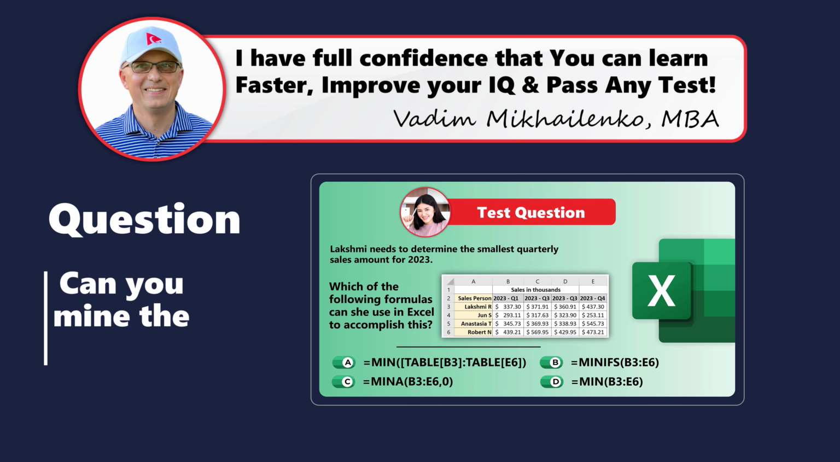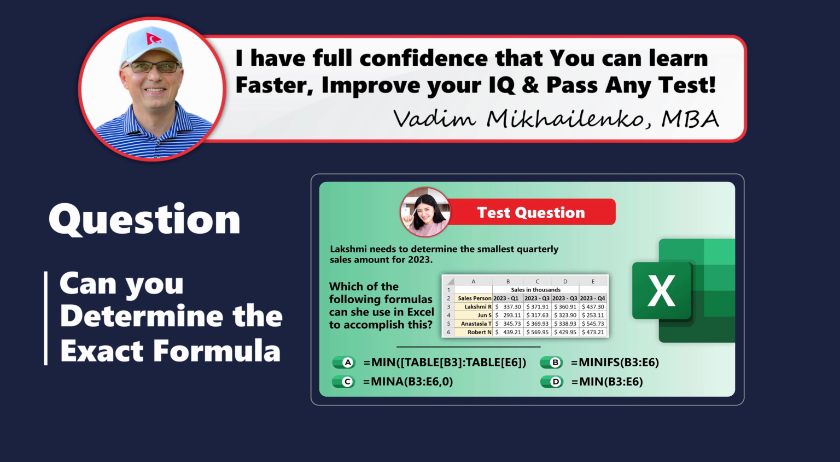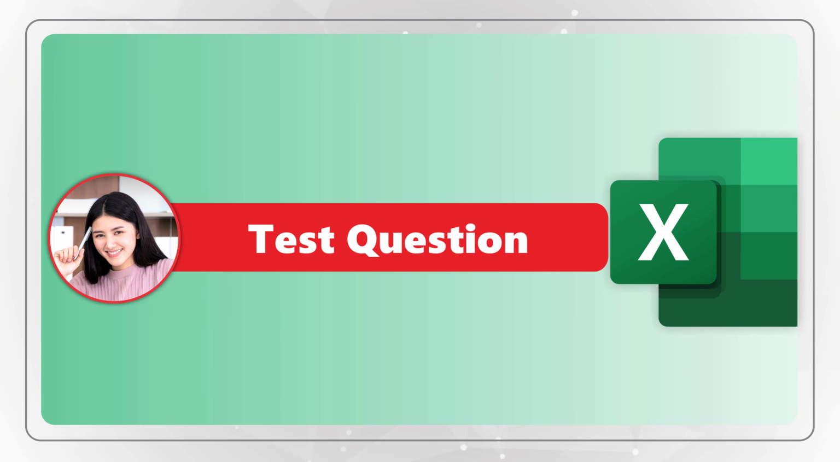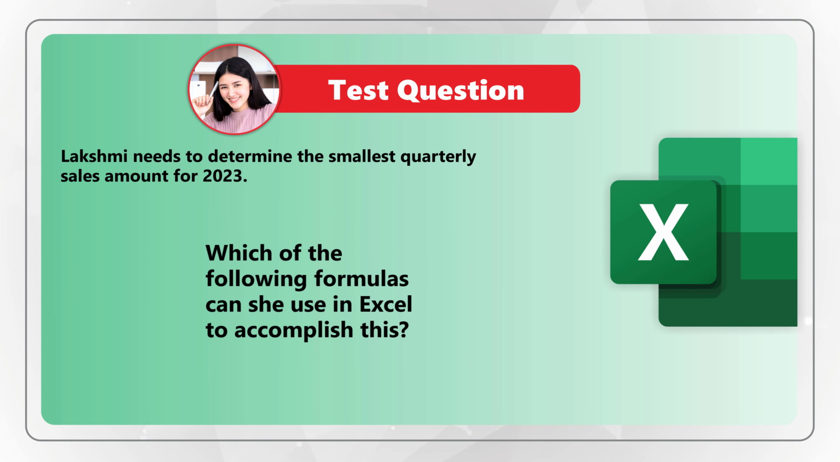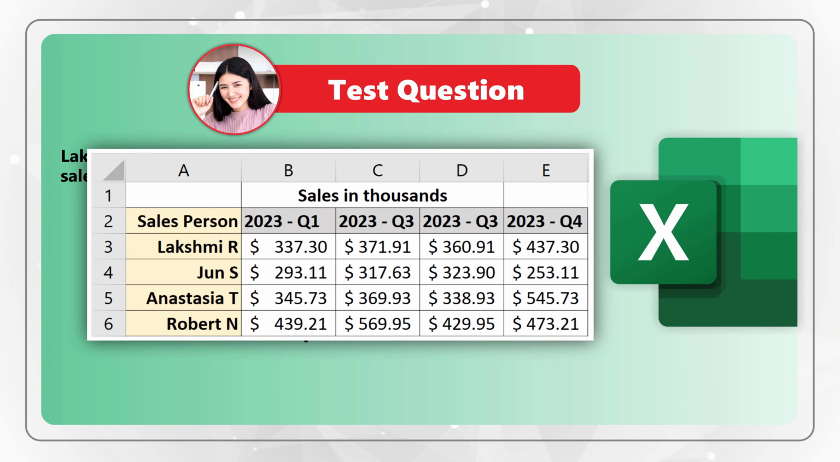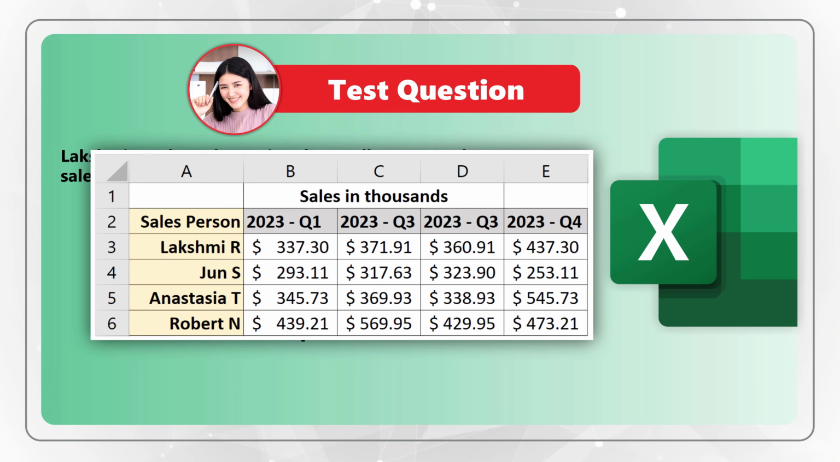Here's an amazing question to test your knowledge of frequently used Microsoft Excel functions. Lakshmi needs to determine the smallest quarterly sales amount for 2023. Which of the following formulas can she use in Microsoft Excel to accomplish this? You're presented with the snippet of data, and you have 4 different choices to choose from.